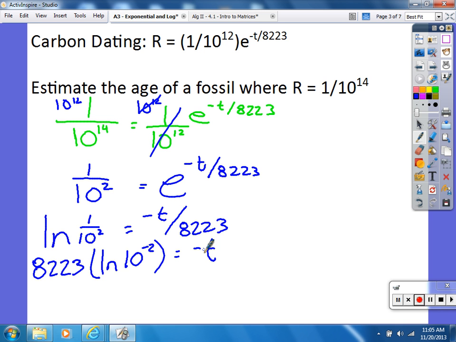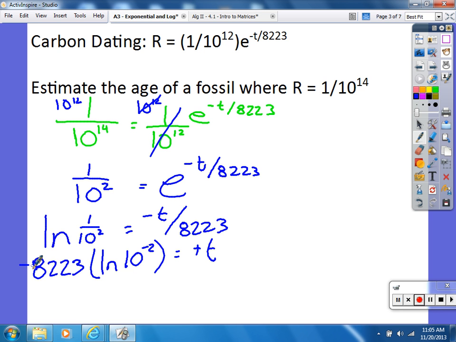Divide by negative 1. Watch my dividing. Are you ready? Done. That's okay, just to move the negative sign over because there's no plus sign in there. If I divided by negative 1, positive 8,223 divided by negative 1 becomes negative 8,223.